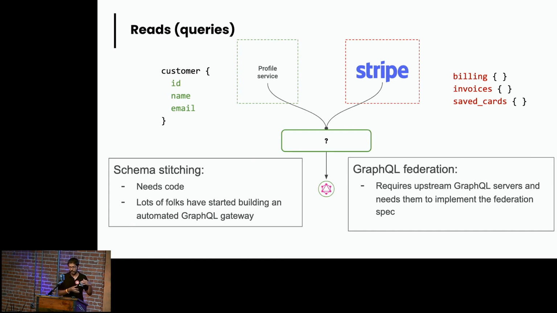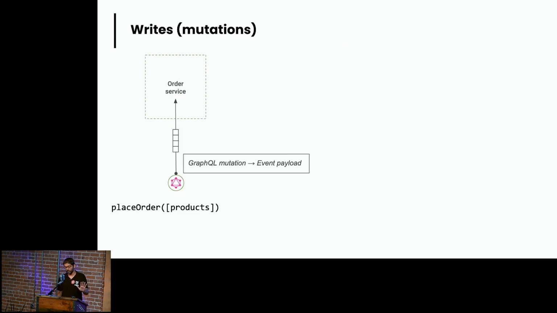An evolution of that we've seen with the Apollo folks is GraphQL Federation, which is trying to make this process entirely automated. One of the interesting things to think about there is it requires the upstream servers to be GraphQL servers and implement the Federation spec as well, which is a little bit interesting because those services themselves might not be GraphQL services, and there's a little bit to think about there. All right, so that's what the read problem is.